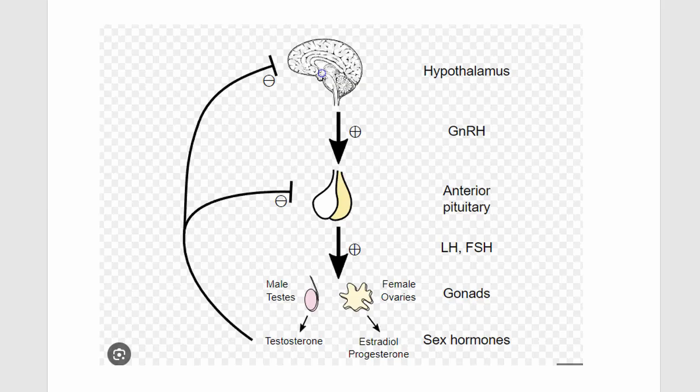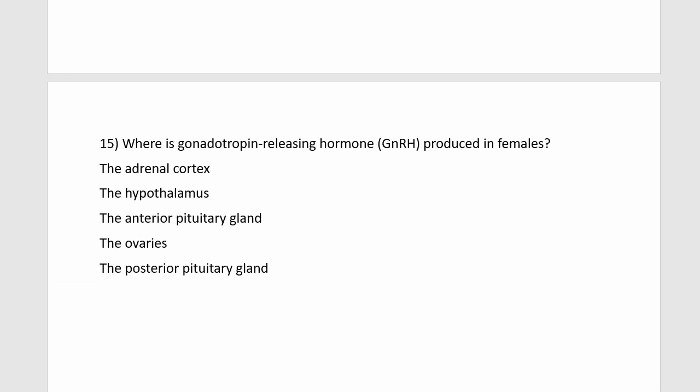In men, the LH and the FSH instead go to the male testes and produce testosterone. And this is the HPO axis. This is how it all runs together through an endocrine way. So the fact that it's male or female doesn't matter. It's going to be produced in the hypothalamus in the brain in both cases. The adrenal cortex is not related at all to the HPO axis.